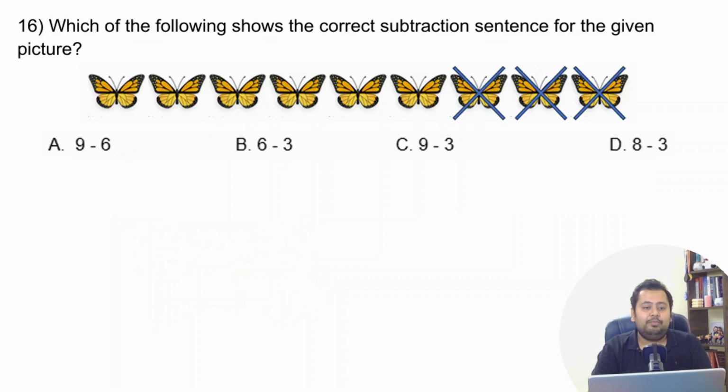And we now move to question number 16. Which of the following shows the correct subtraction sentence for the given picture? Some butterflies have been given and then some butterflies have been cancelled out. Among the options that you can see, which is the correct subtraction sentence? Pause the video, find the solution, and then we would discuss this.